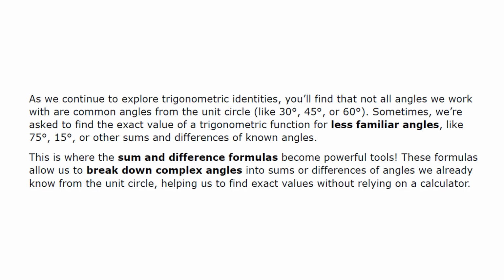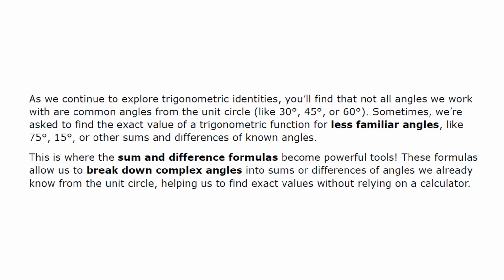As we continue to explore trigonometric identities, you'll find that not all angles we work with are common angles from the unit circle, like 30 degrees, 45 degrees, 60 degrees, 180 degrees, and so on. Sometimes we're asked to find the exact value of a trigonometric function for less familiar angles, like 75 degrees, 115 degrees, 105 degrees, or other sums and differences of known angles. This is where the sum and difference formulas become powerful tools.